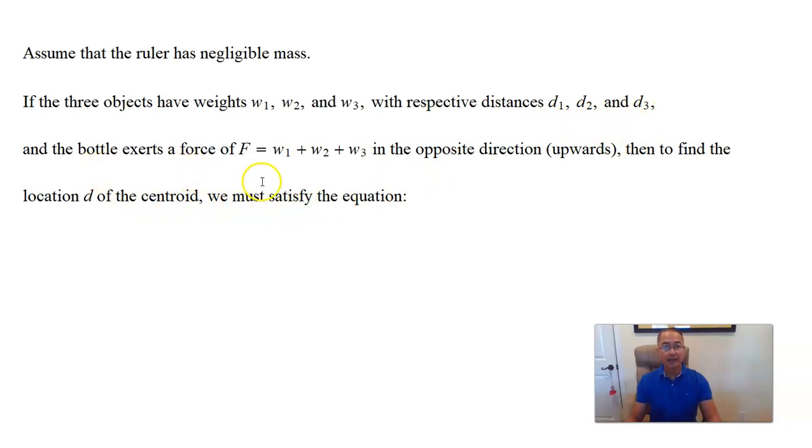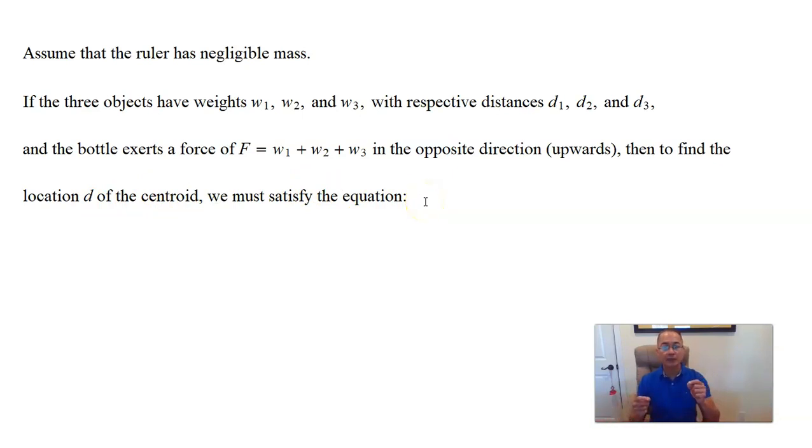We said that the bottle has to exert a force equal to the total weight of our system. So F is W1 plus W2 plus W3. And of course, it's pointing in the opposite direction, hence producing a moment which is of opposite sign as these three weights. We want to know where we should put this force F along our ruler. We don't know what D is from the fulcrum. So to solve for it, we need to satisfy an equation.